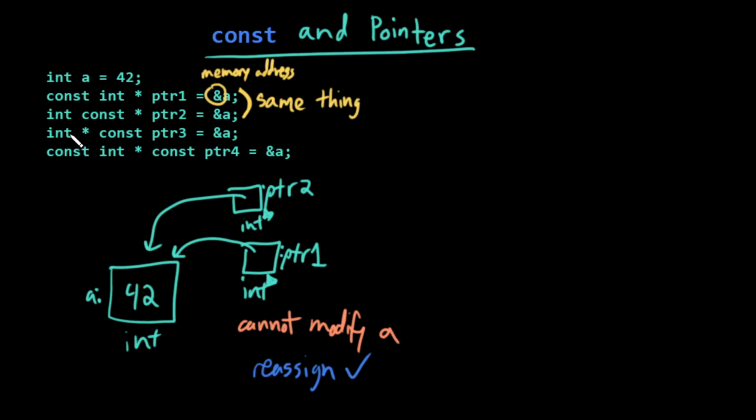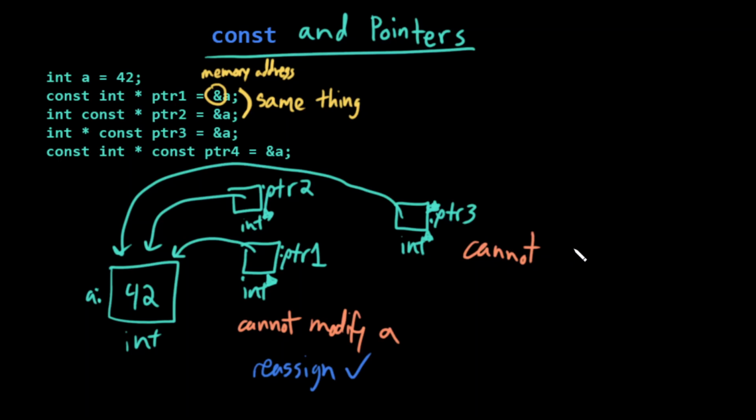Now for the trickier one. So int star const ptr3. So here, I'm creating another pointer to an int. Oops, ptr3. And again, it's pointing here. But the const is now on this side of it. So what this means is that I cannot reassign my pointer. So it's a const pointer. So my actual pointer itself is const.